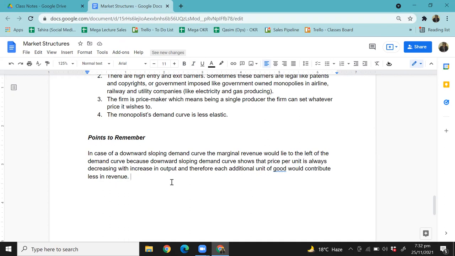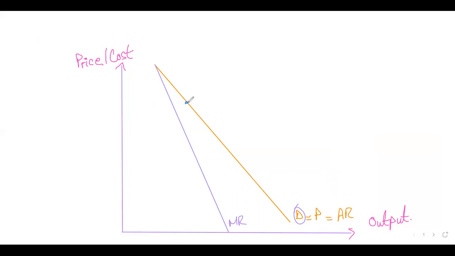Does this help? As we saw in our graph, to sell more output, you have to reduce your price per unit. So let's say this was point A, you were selling less output at point A compared to point B. And at C, you are producing even more output. At point D, even more. But as you move from A to D, what is happening? Your price per unit is decreasing. So when the price per unit decreases, each additional unit is sold for a lower price, and that's why your marginal revenue is also decreasing. It's lying to the left of it. It's downward sloping.